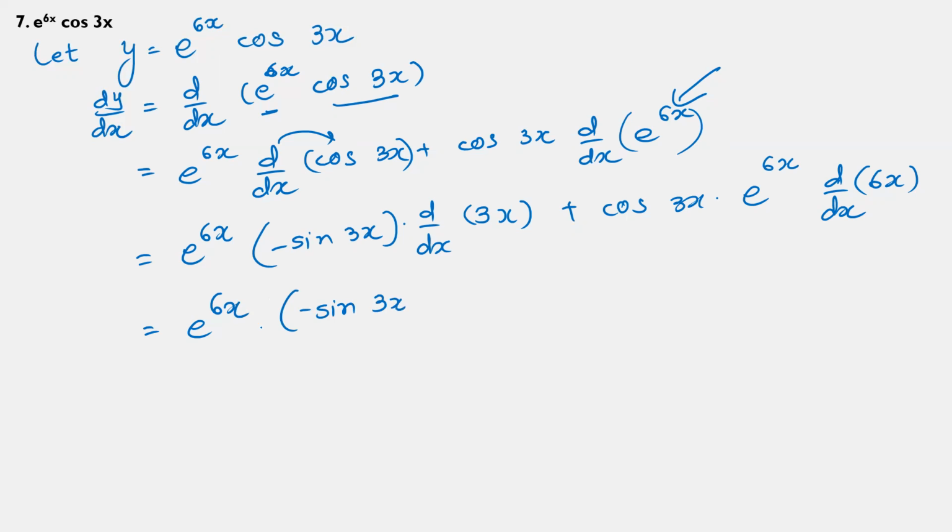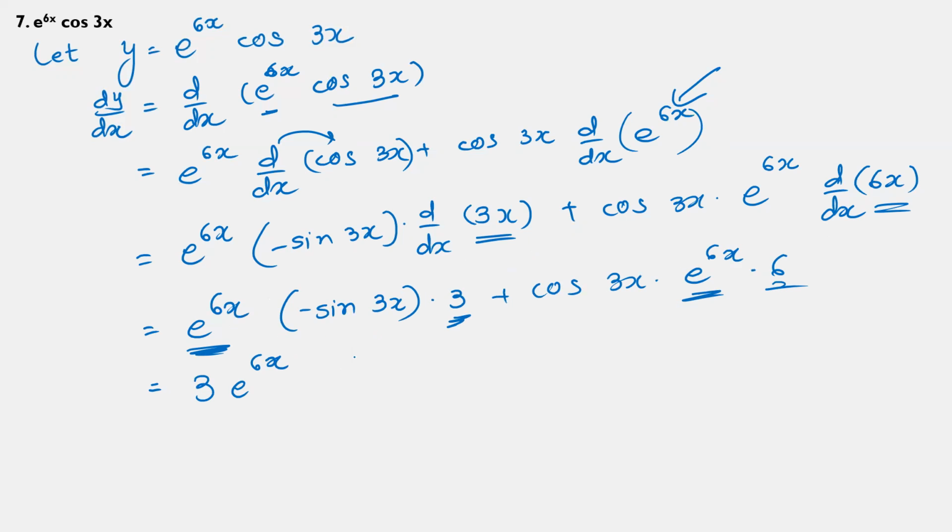Sin 3x as it is, e to the power 6x as it is, and the differentiation of sin 3x is 3 cos 3x, plus cos 3x into e to the power 6x. So we can take something common from these two. I can see e to the power 6x, and I can take 3 also. 3 into e to the power 6x is common.